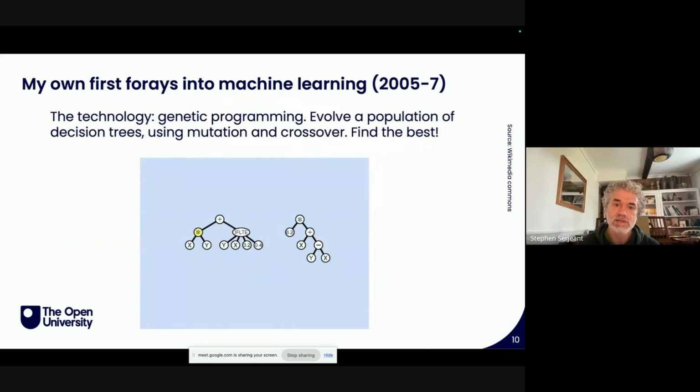So we used genetic programming. The idea here is to evolve a population of decision trees using mutation and crossover. So I've got an animation here that I stole from Wikipedia because I actually think it's a really very good animation. So this is a decision tree where you have crossover, where you take a chunk of a decision tree and move it to another decision tree. And we also have mutation, so you might change a greater than to a less than or whatever.